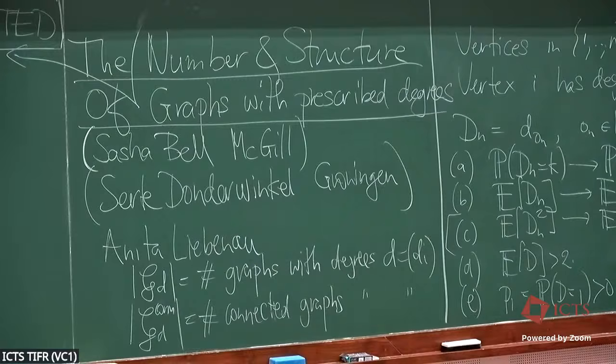Remco, one question. Do you allow simple graphs, or could it be multigraphs? The non-simple graphs will appear as well, but we'll be focusing on the simple graphs. Yes, they're labeled, because the vertices have labels, 1 up to n.